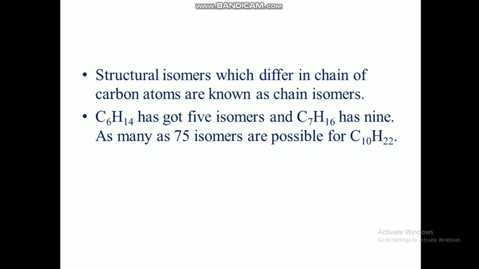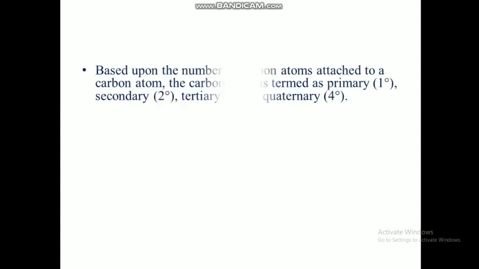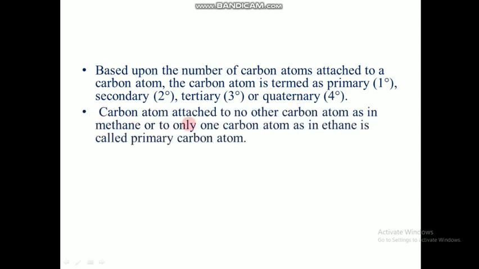Now we will see another fact related to the hydrocarbon compounds. Based upon the number of carbon atoms attached to a carbon atom, the carbon atoms are termed primary, secondary, tertiary or quaternary. We will see what it is. A carbon atom attached to no other carbon atom, as in methane, or to only one carbon atom, as in ethane, is called a primary carbon atom. And terminal carbon atoms, or carbon atoms on both the sides, are always primary.